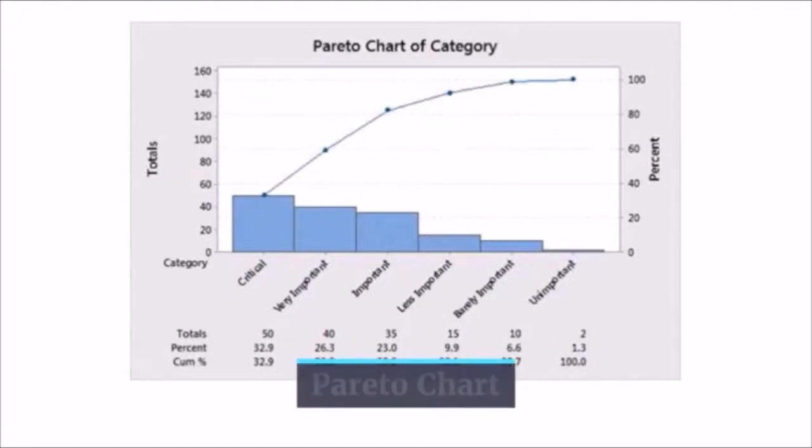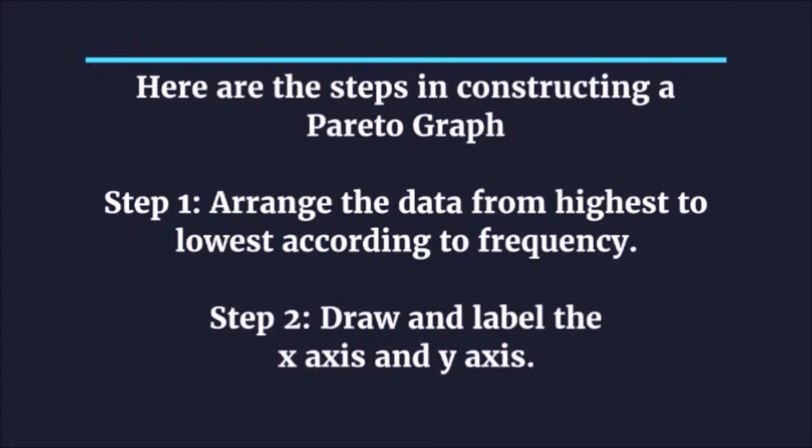Fourth graph is the Pareto chart. It is a graph used to represent a frequency distribution for a categorical data, or nominal level, and frequencies are displayed by the heights of vertical bars, which are arranged in order from highest to lowest. Here are the steps in constructing a Pareto graph. Step 1. Arrange the data from highest to lowest according to frequency. Step 2. Draw and label the x-axis and y-axis. Step 3.